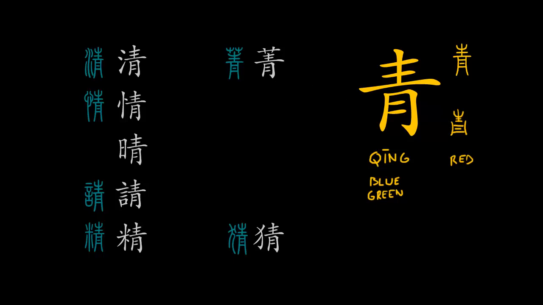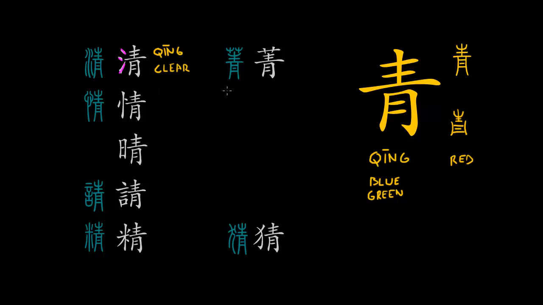So as for the series, the first character in the series is pronounced Qing, in the first tone, and it means clear or clean. And the semantic element in it, basically the thing that points to the meaning of the character, are these three dots here, and they represent the water radical. So very easy to understand.